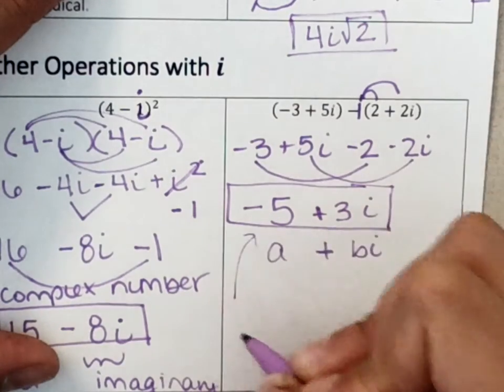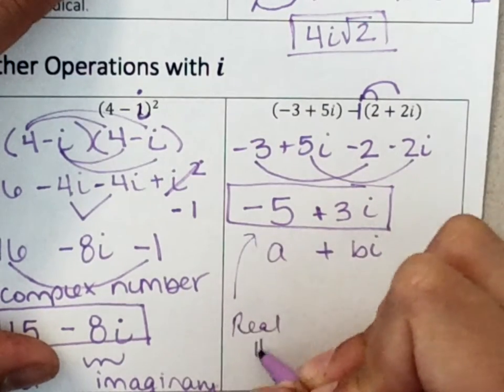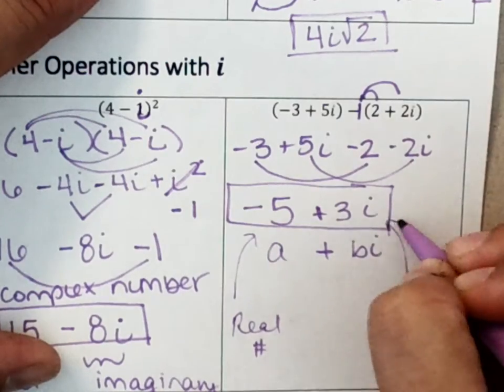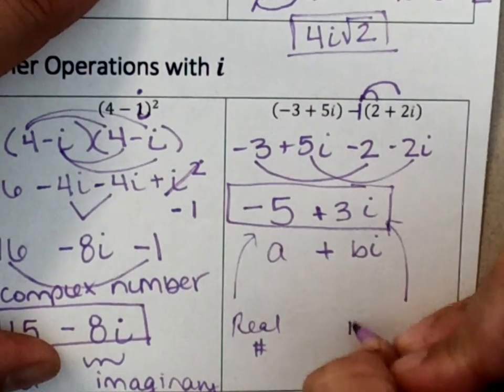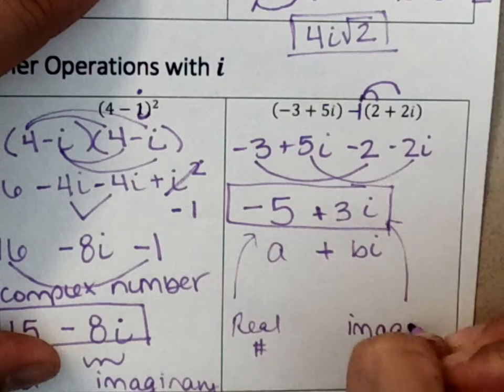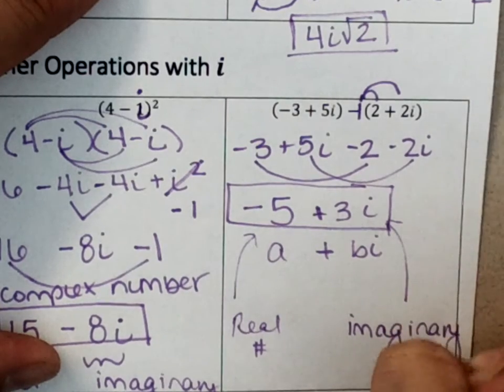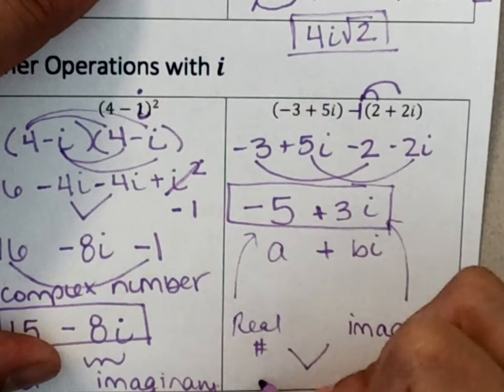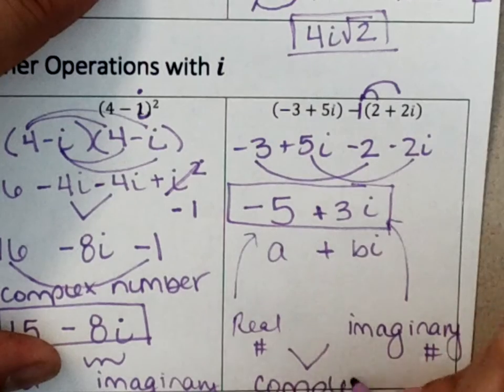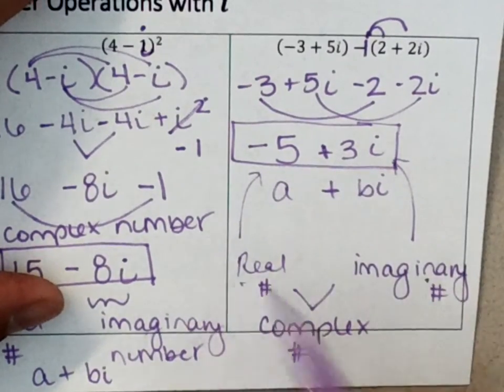Remember that negative 5 is a real number, and 3i is an imaginary number, which makes a complex number. And it is complex because it is made of both imaginary and real numbers.